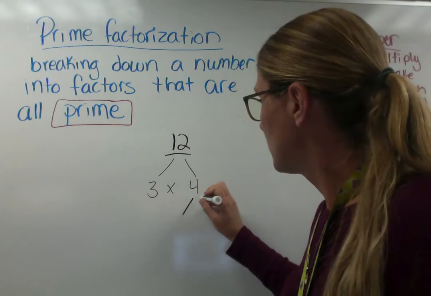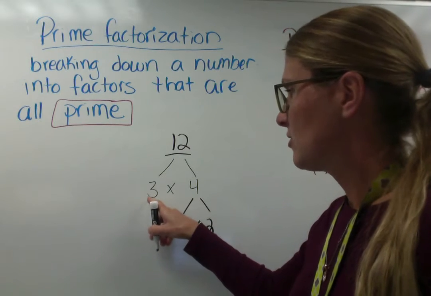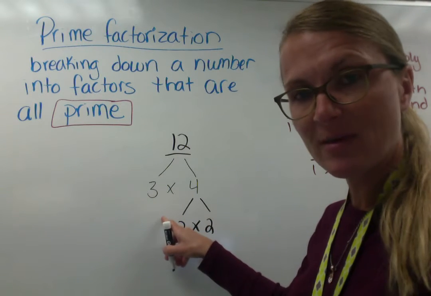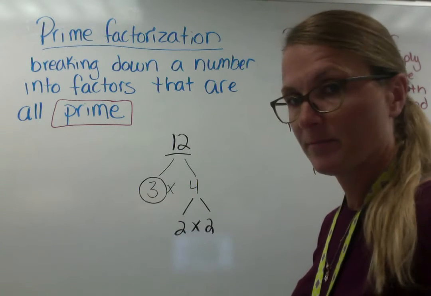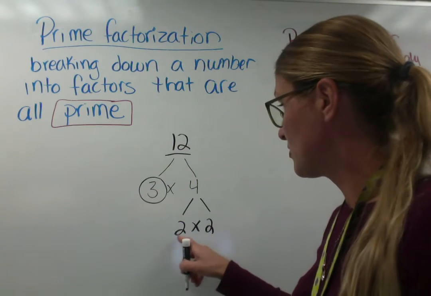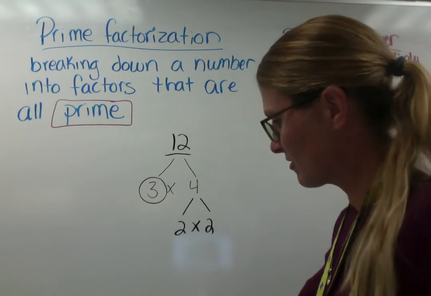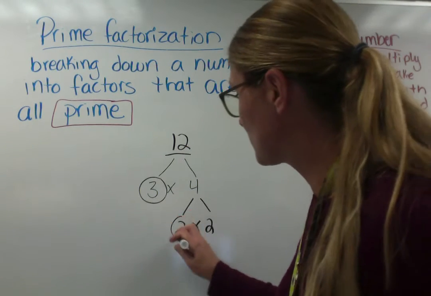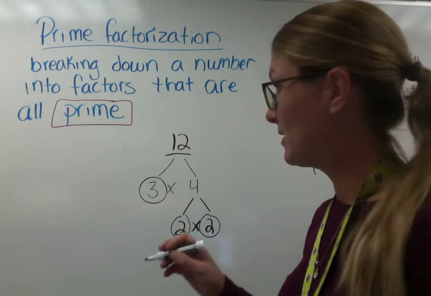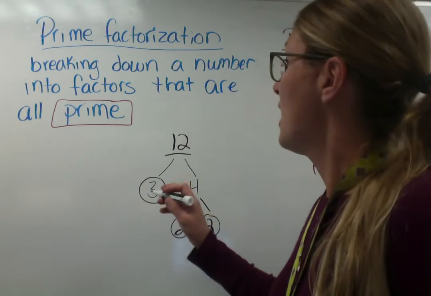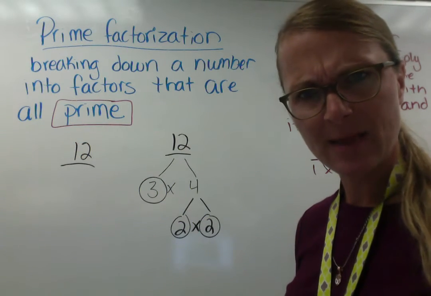Well, 4 can be made by doing 2 times 2. 3 could be made by doing 1 times 3, but then that means that 3 is prime. So I get to stop there. That's a prime number. Now, I could split up 2 into 2 times 1, but that doesn't make sense, and I'll keep getting 2's. So 2 is a prime number, so I stop there. So when I'm doing prime factorization, I stop with my prime numbers. Okay?